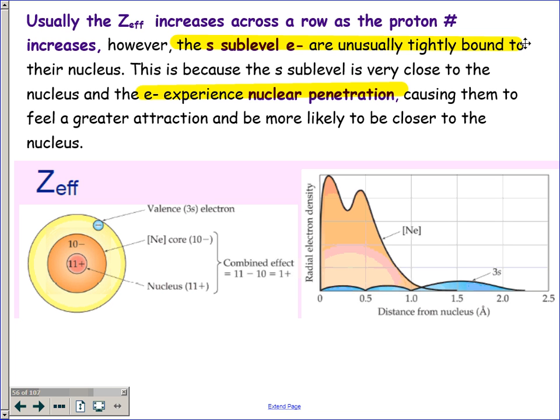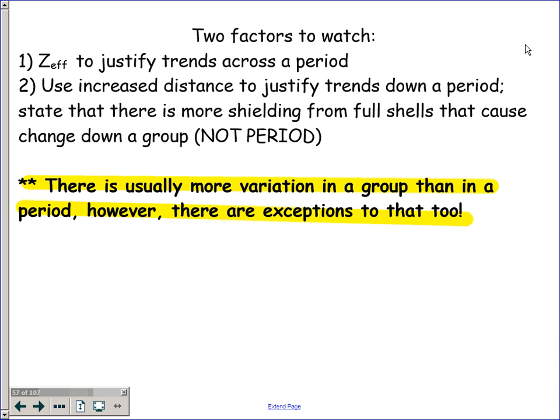Okay. So basically, if you're undergoing nuclear penetration, you have greater attraction, which will play a role in ionization energy, coming shortly. So the two factors that affect the trends are ZEF and electron shielding. If we're ever trying to explain a trend, you're usually going to be mentioning one of those. And if you're not mentioning one of those, you're doing it wrong. Okay, that's basically what you have to say.